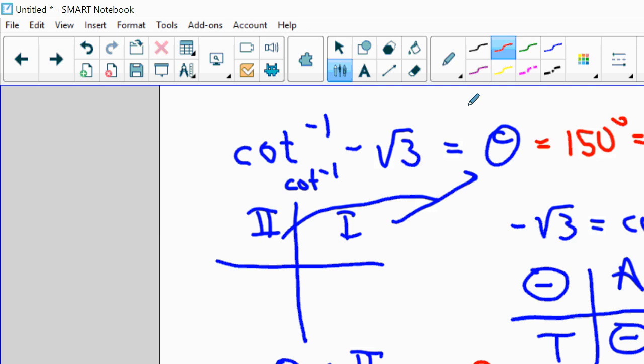Anyway, section 10.4, very important as far as I'm concerned. It helps you understand trigonometry. And it basically helps you memorize your graphs.